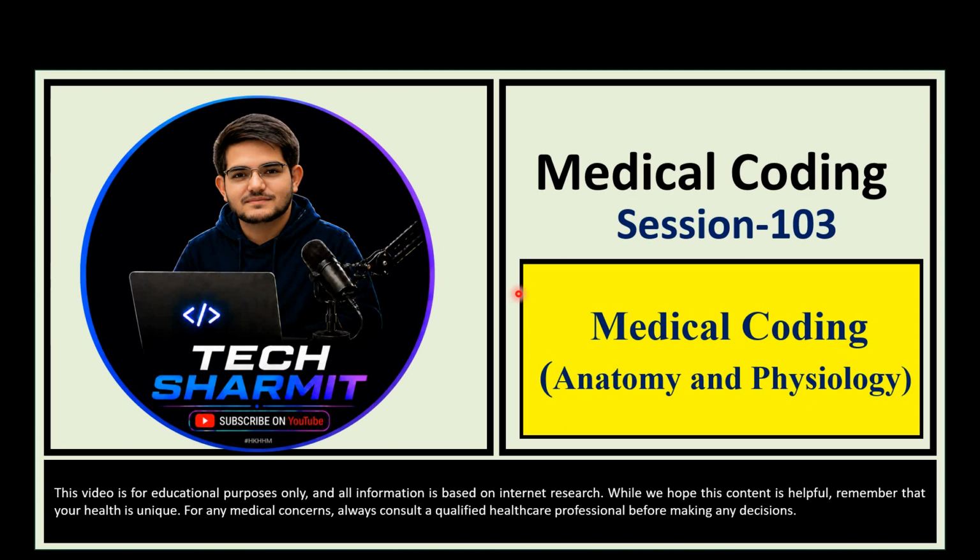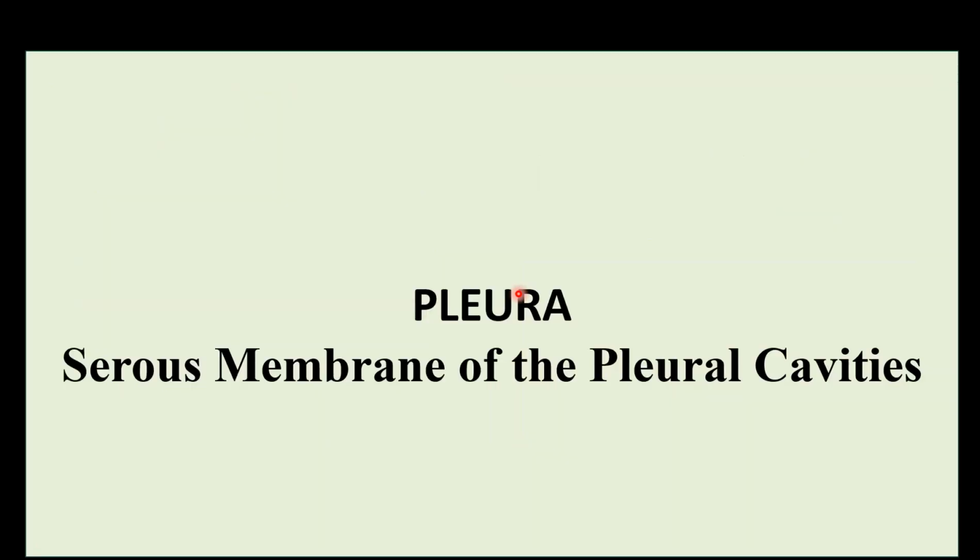In this session, we are going to talk about another very important topic related to medical coding anatomy, where we will be mainly discussing the pleura serous membrane. If you remember, in our last session we talked about what is serous membrane and how many types of serous membrane there are, right? Now, one by one we will go through each type and try to understand it in detail, like what it is and how it works.